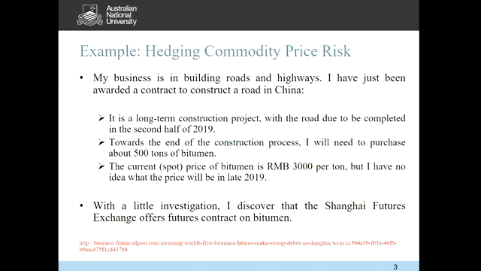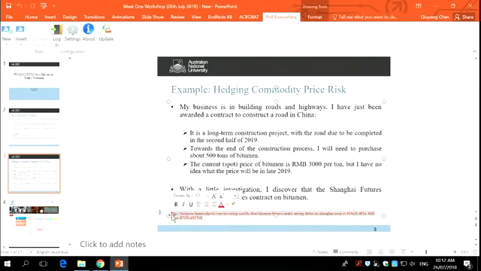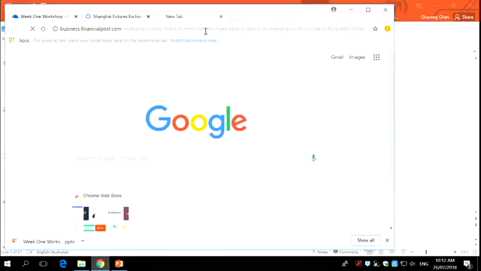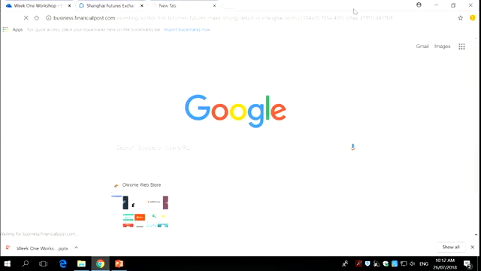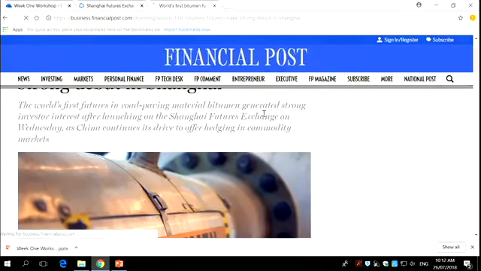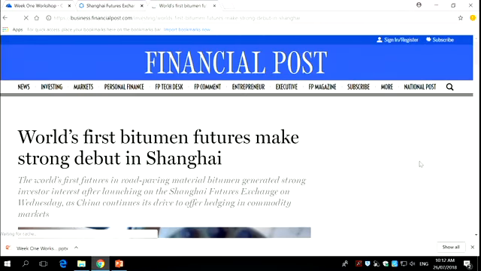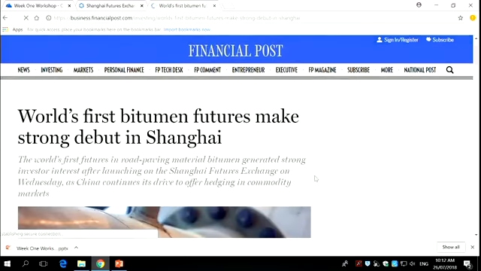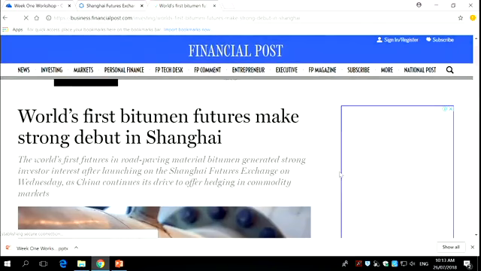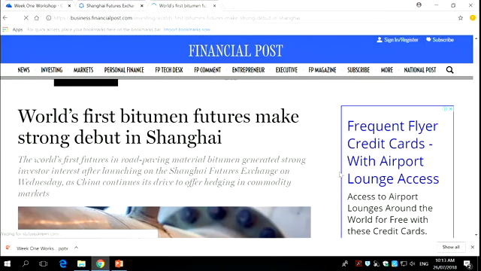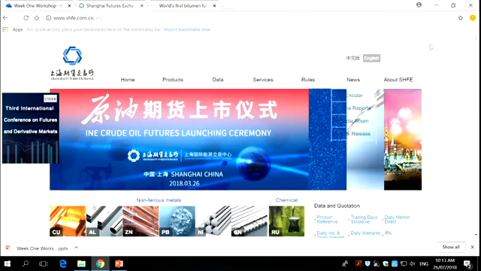With a bit of investigation, I stumbled upon this article, so I'll quickly show you. I just found this article online, and what it says is, world's first bitumen futures make strong debut in Shanghai. The world's first future in road paving material bitumen generated strong investor interest after launching on Shanghai Futures Exchange. I think that's my answer, right? Perhaps we should jump over to the Shanghai Futures Exchange website to see whether they offer the bitumen futures contract that we need. So here we go.